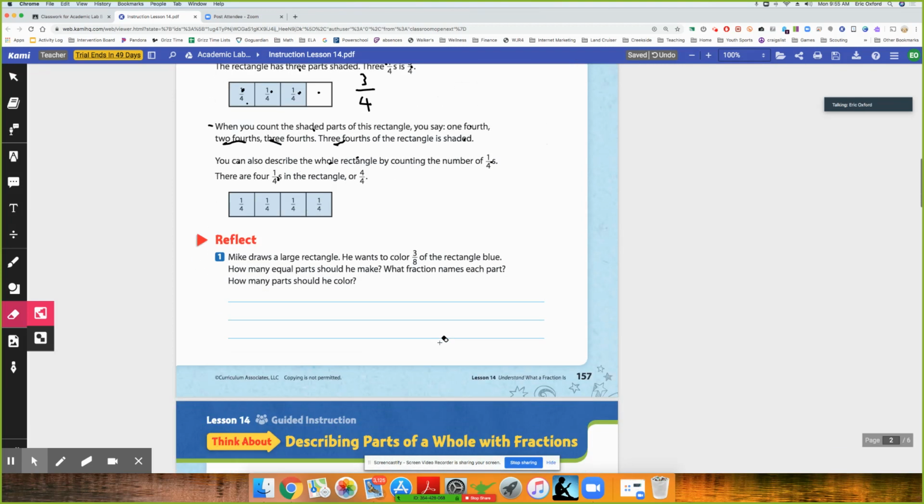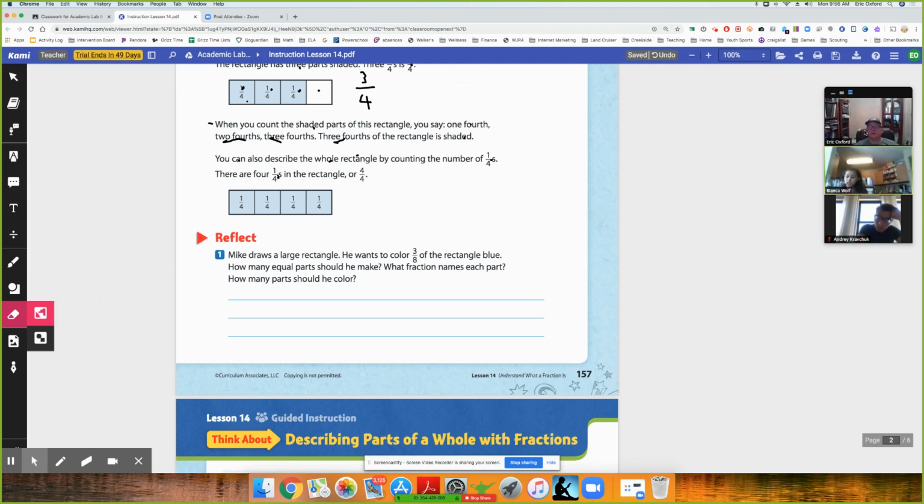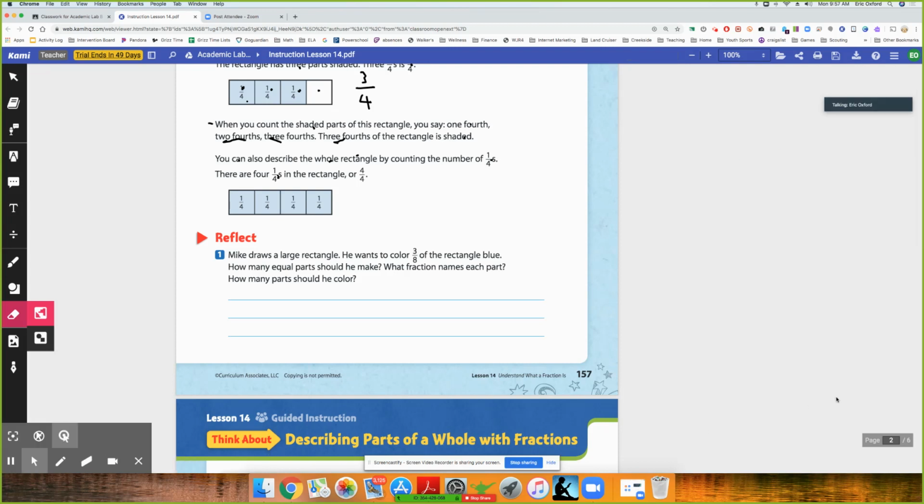Okay, let's take a look at this reflection really quick. Hang in there. I'm gonna back up. Okay, we're back. So here we are in the reflection question.